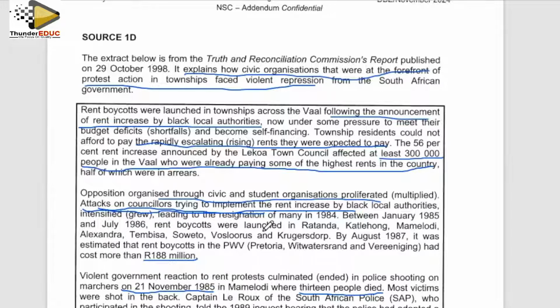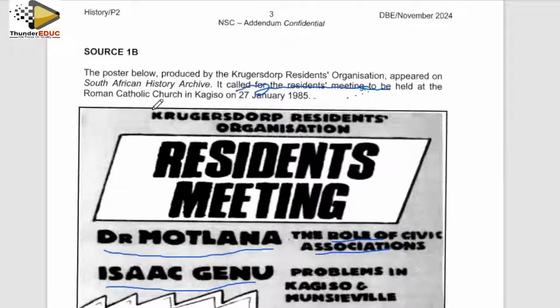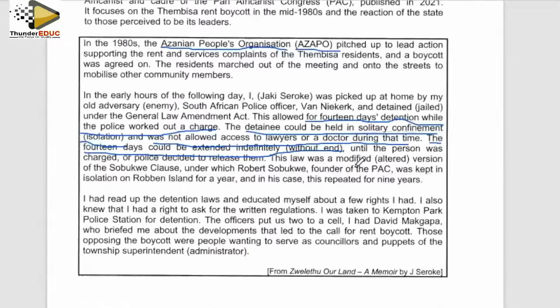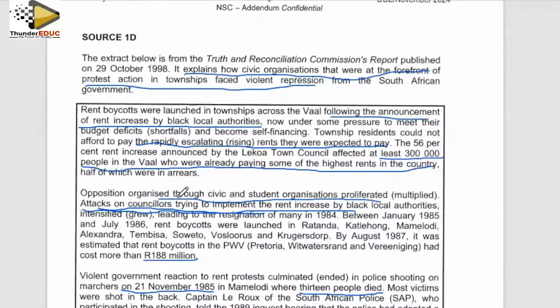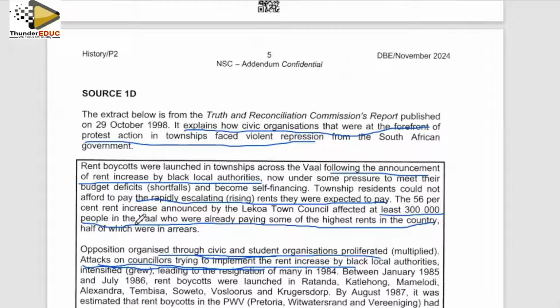And then if you go again to source 1B, it talks about the Krugersdorp Residents Organization. If we go here, it gives us the name of the civic organization. This one, Krugersdorp Residents Organization. How is it linking with this one here? We're looking at a civic organization. This one also talks of civic and student organization. So source 1B gives us the name of a civic organization, which was the Krugersdorp Residents Organization. This is supported by source 1D, which says opposition was organized through civic organizations. They are agreeing with each other.